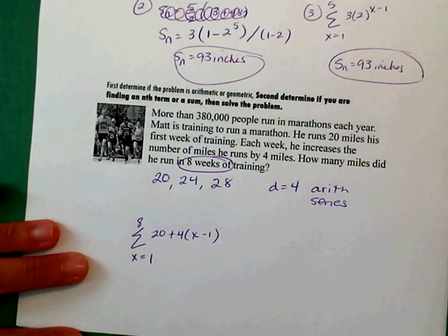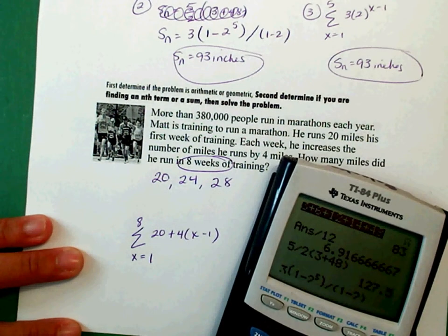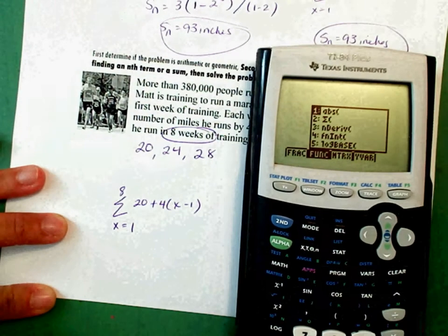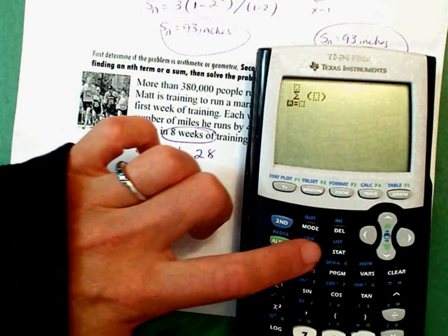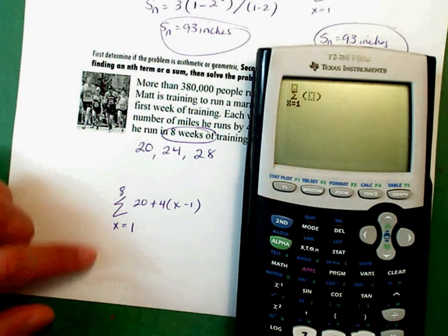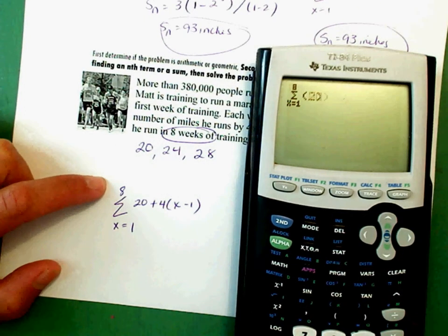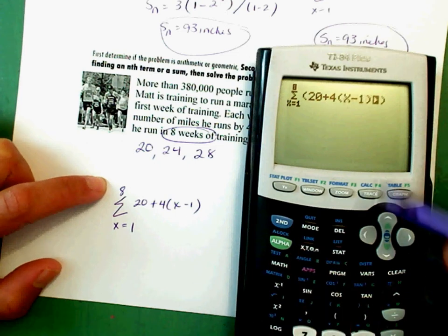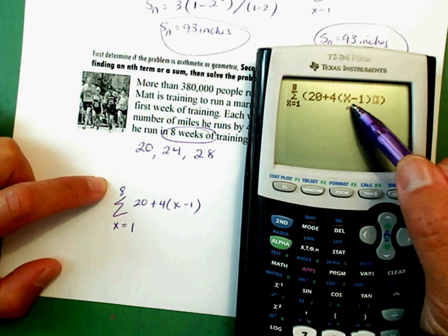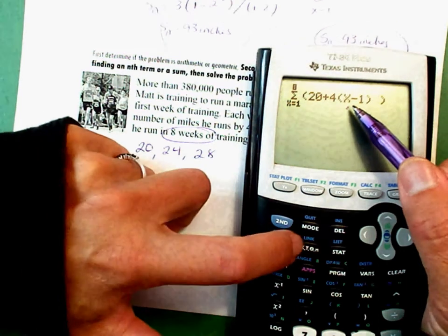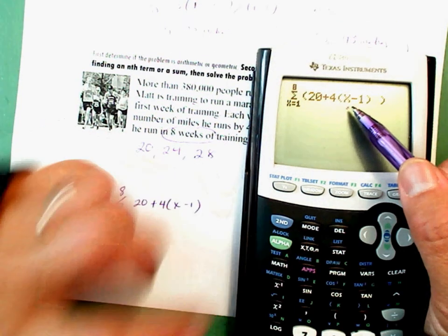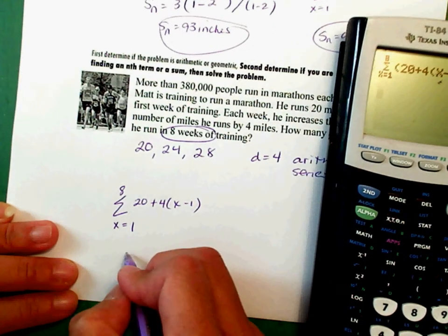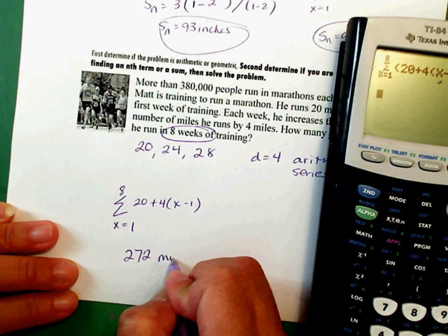Alright, let me get out of that. Clear. Alpha window. Number 2. X1. You can use the other one if you want to. 20 plus 4 parentheses x minus 1. Notice I don't put a number there, guys. Notice I use the letter X, and that's this X here, not the green one, okay? Enter. So in 8 weeks, he has run 272 miles. And there you have it.